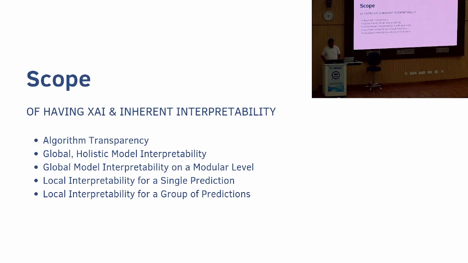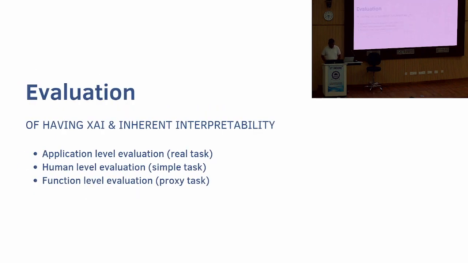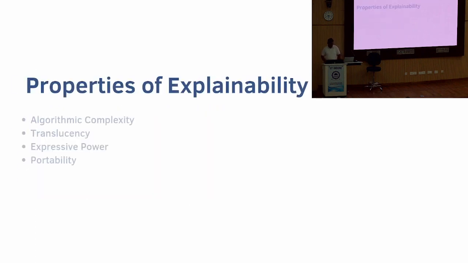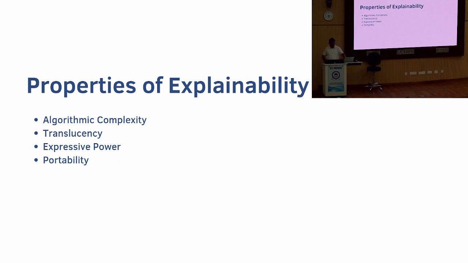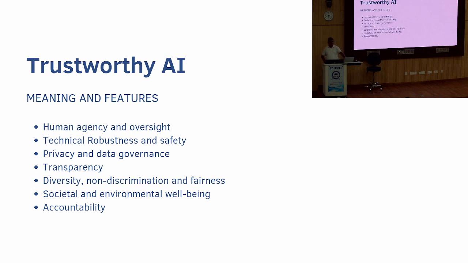So scope I'll skip because it's quite late. Evaluation we can also skip, and properties of explainability we can skip. But the interesting part is trustworthy AI. So let's look at trustworthy AI.